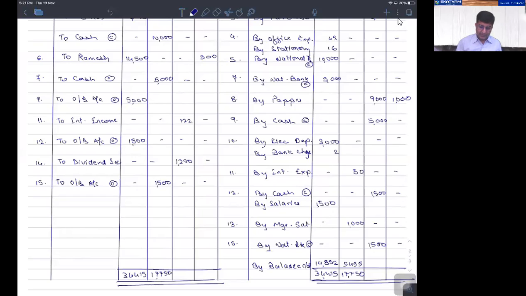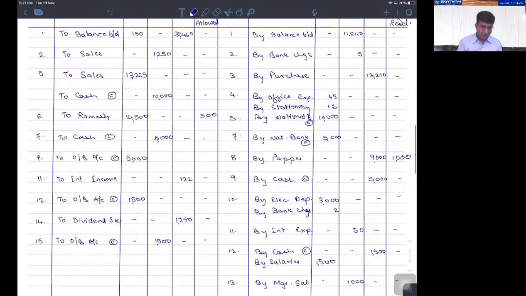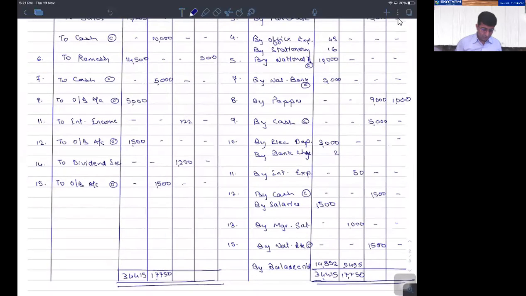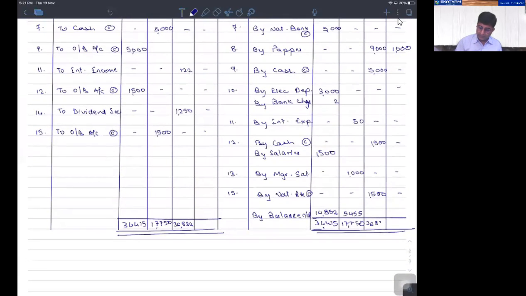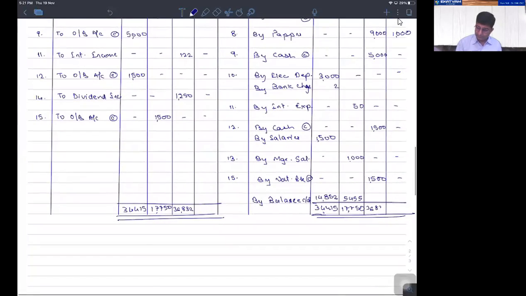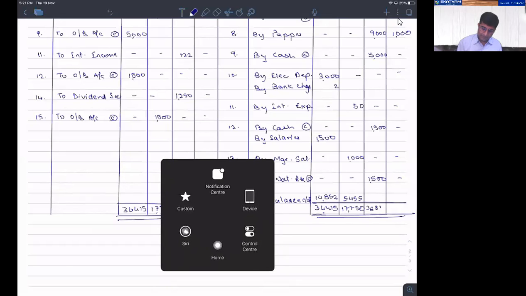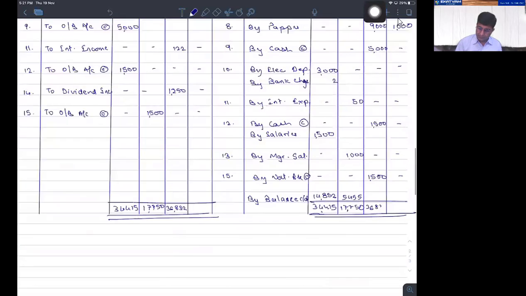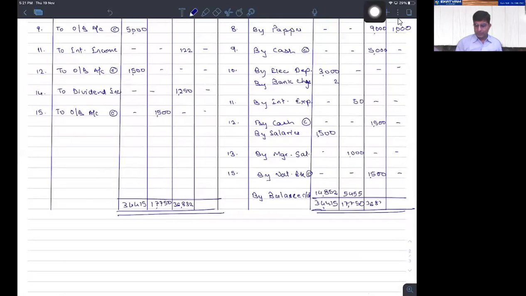Correct. And then the overseas bank column: 35,460 plus 122 plus 1250. Total of the column is 36,832.